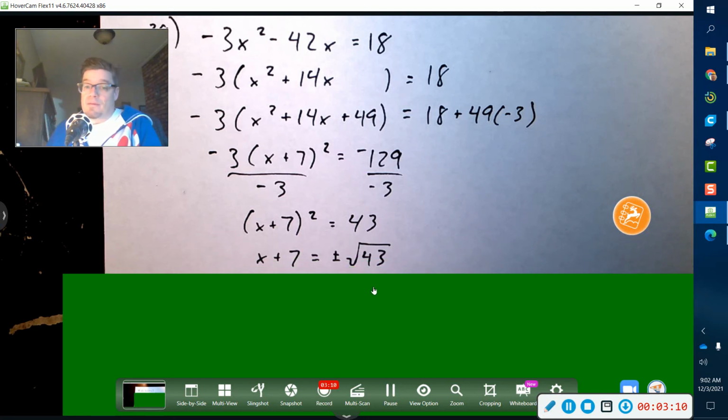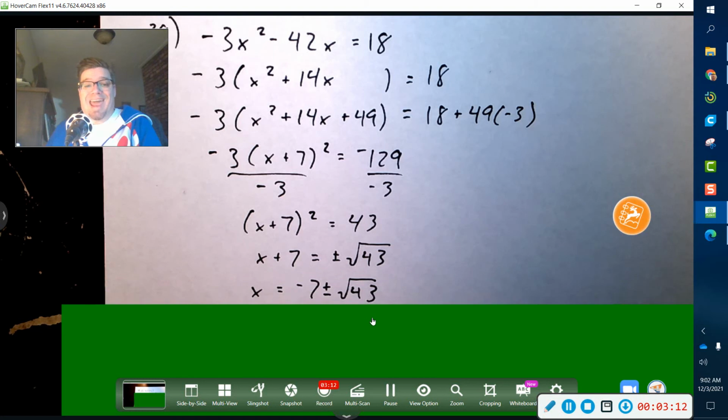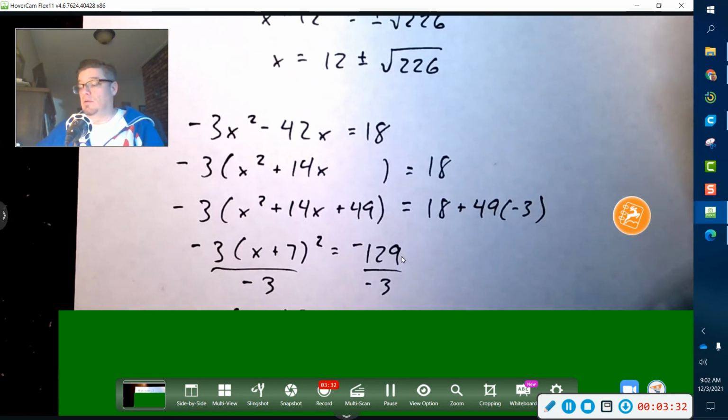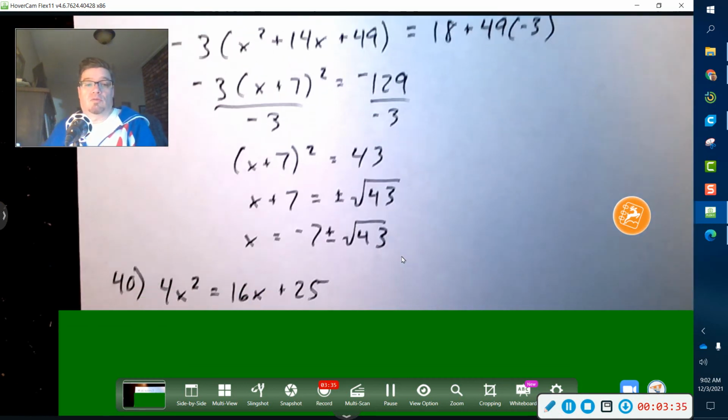All right. 43 is a prime number, so we're just going to add that 7 to both sides, which will, really what I meant is -7 to both sides, and so you get that. And that is your final answer. And again, if you were to move this 18 over, set it equal to 0, use the quadratic formula, this would have been your final answer as well. Okay, so all roads lead to Rome, so to speak.